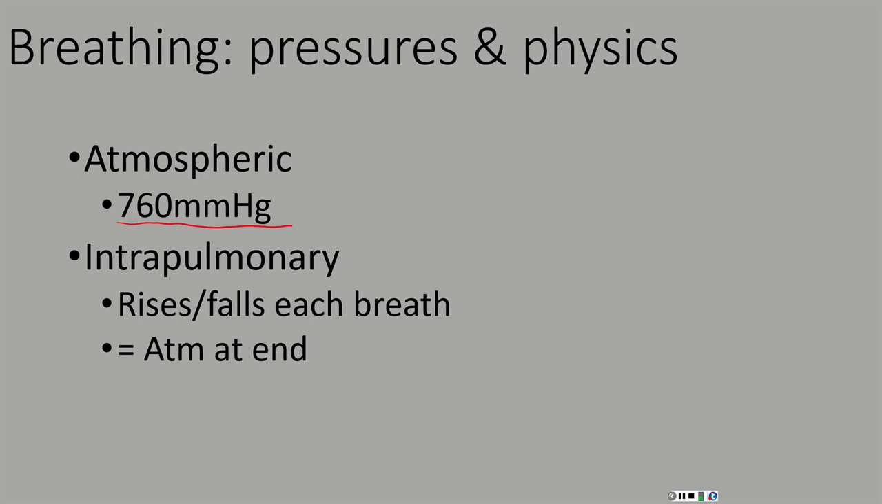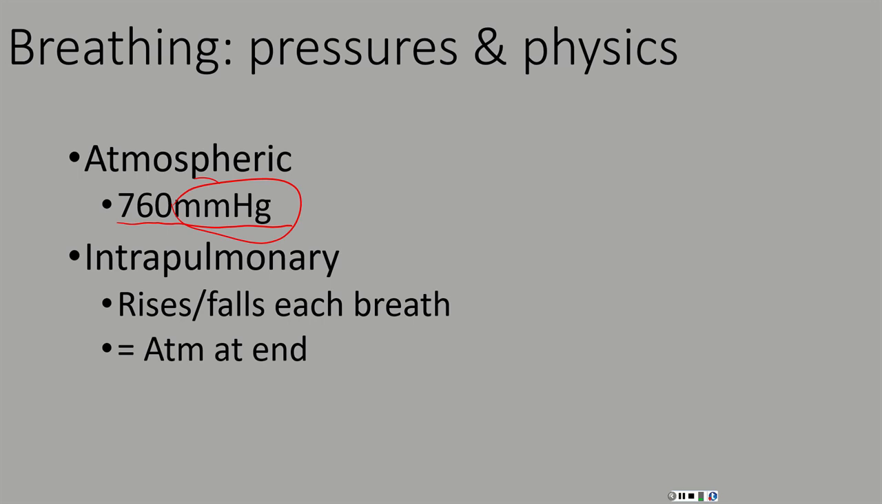Atmospheric pressure at sea level is a pressure, and you do need to know this number. And just like every pressure that we've talked about, the pressure is in millimeters of mercury. Now, atmospheric pressure at sea level has a pressure of 760 mmHg.